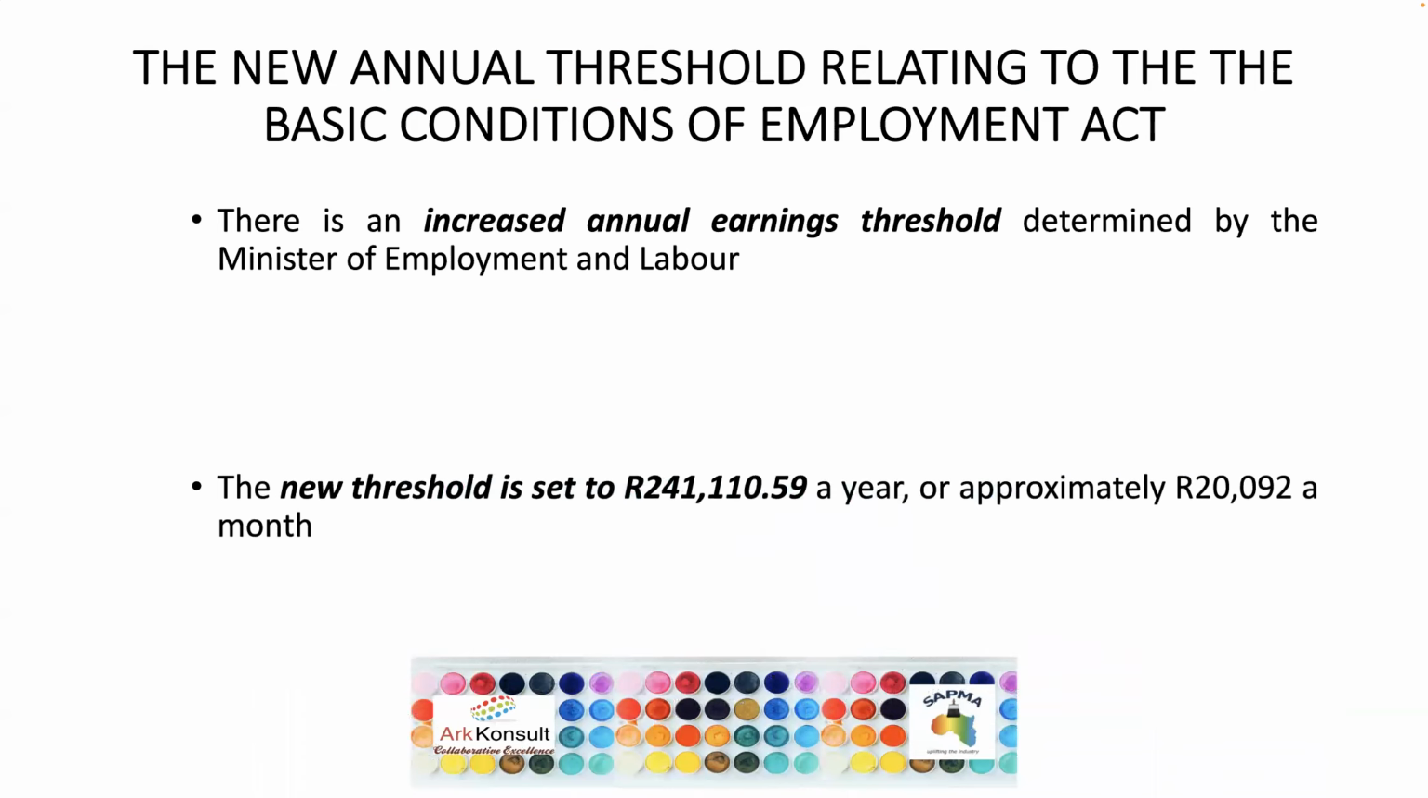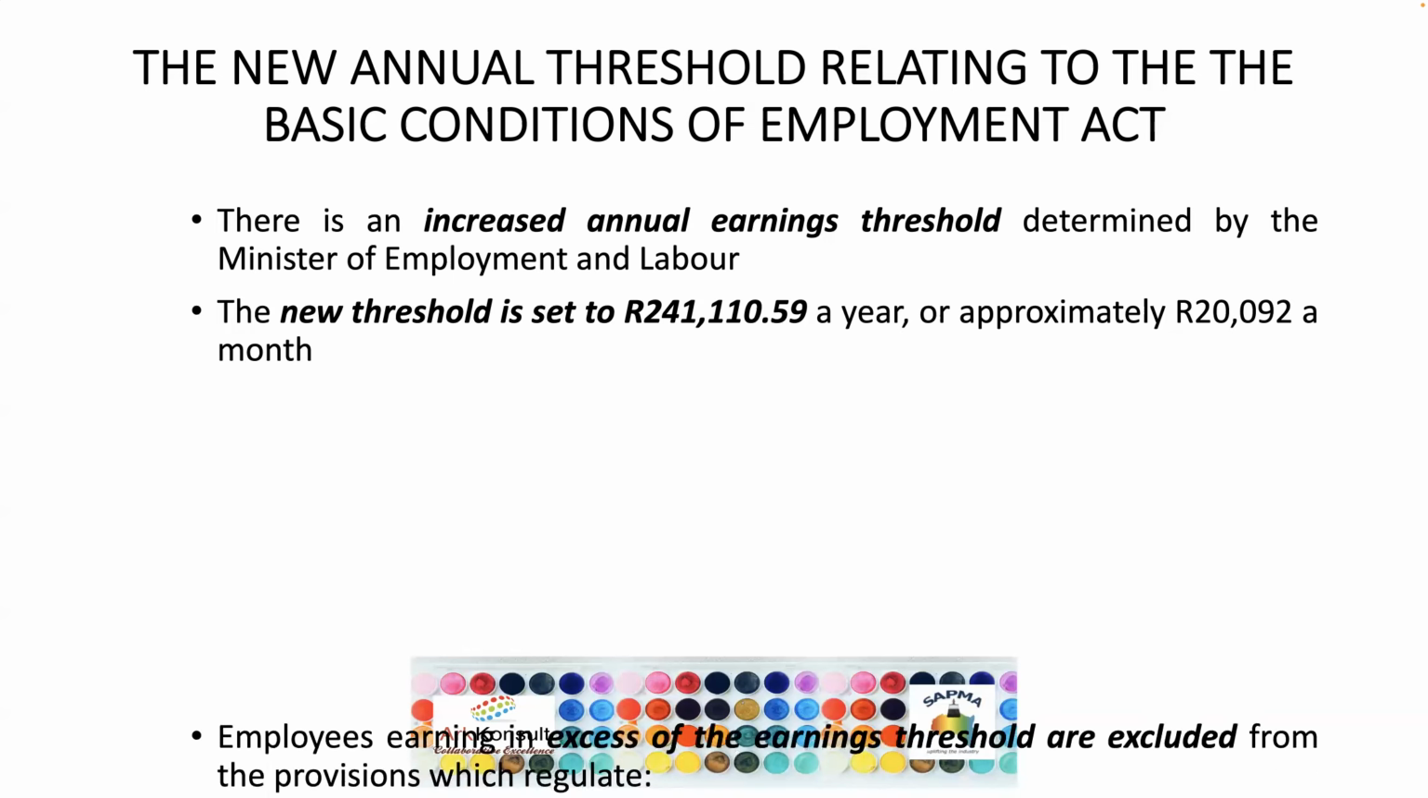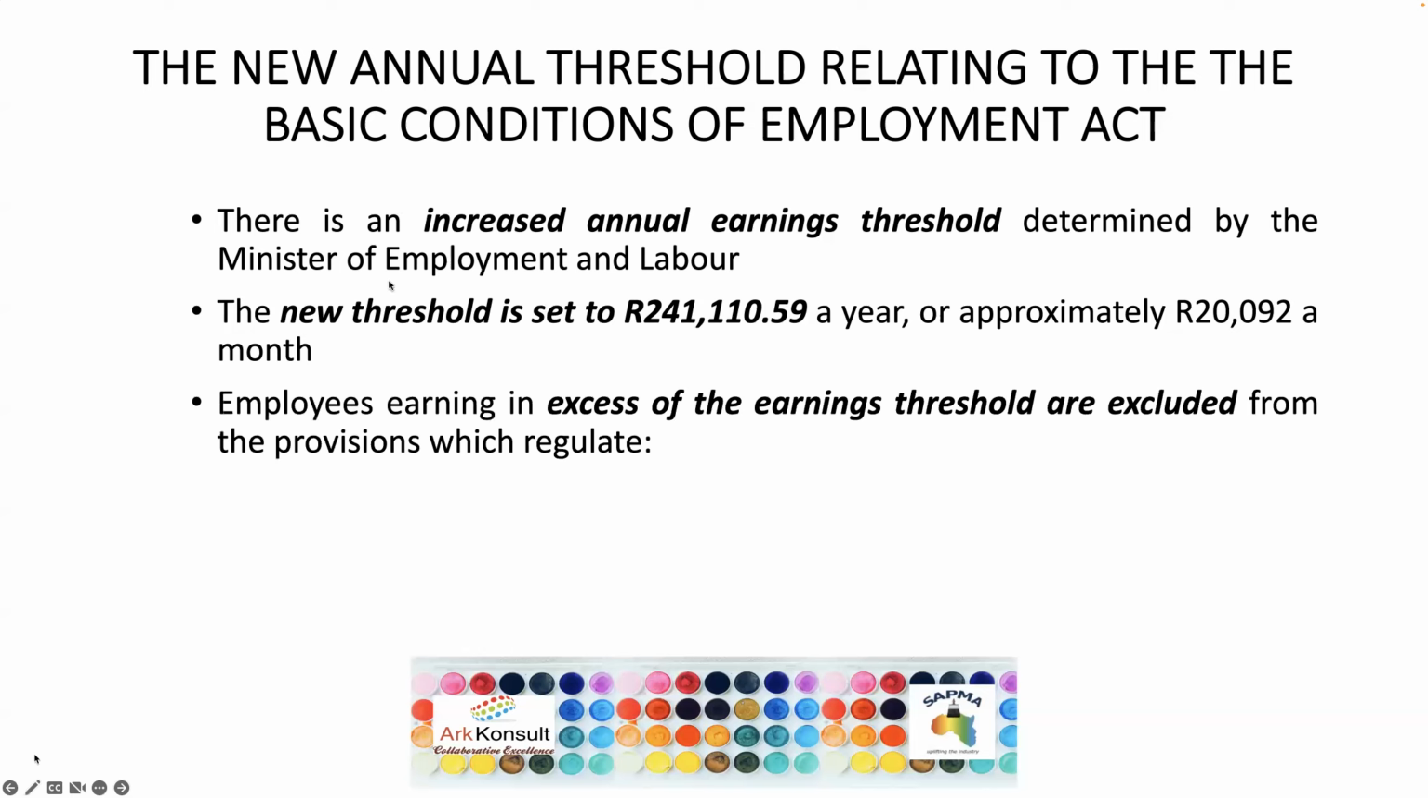Determined by the Minister of Employment and Labour, it's 241,110 Rand 59 cents. Now, what that means is that essentially anyone below that level is subject to the majority of the Basic Conditions of Employment Act. Everyone earning above that level is somehow exempt from many of those conditions unless they are individually repeated in letters of appointment or conditions of service in the company.